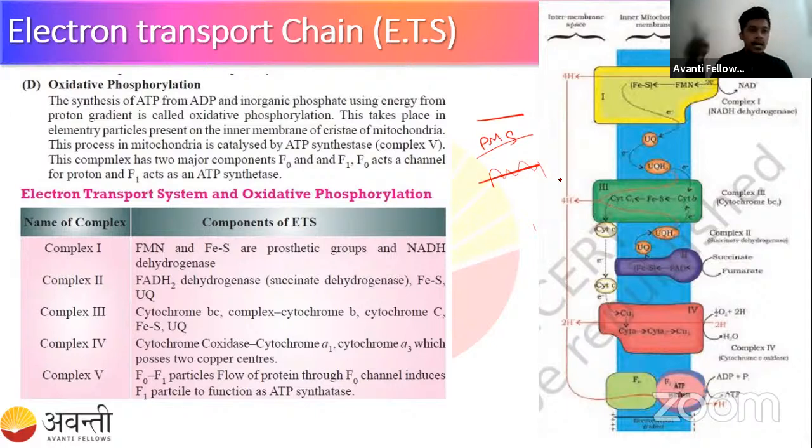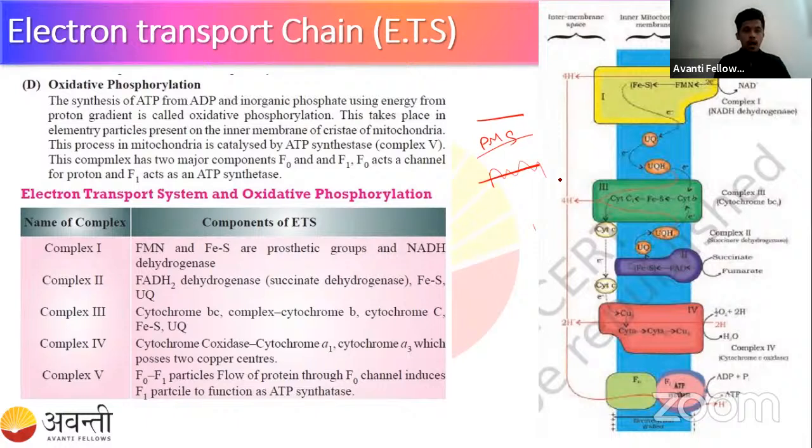What happens here? FADH2 is reduced to FAD by the succinate dehydrogenase in the matrix. What does it give rise to? It gives electrons, which again go to the ubiquinone. Where is ubiquinone present? In the inner membrane of the mitochondria. Clear? Now this ubiquinone receives the electrons from complex 1 and complex 2.